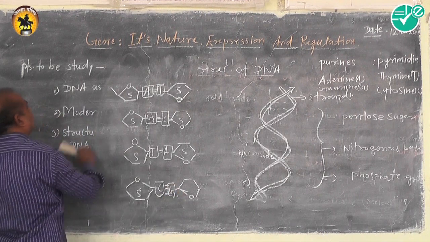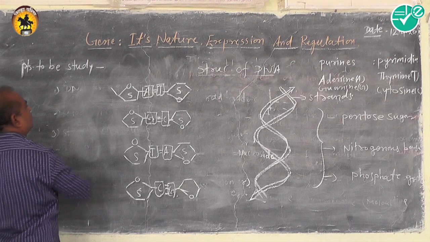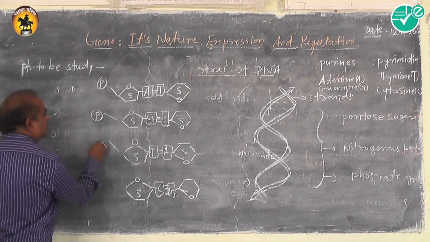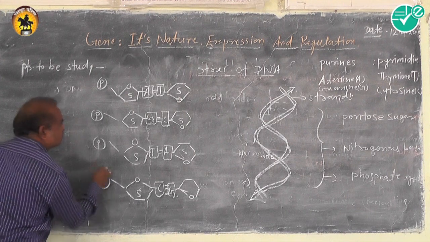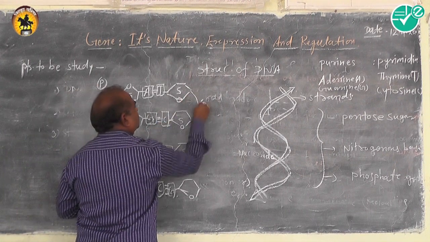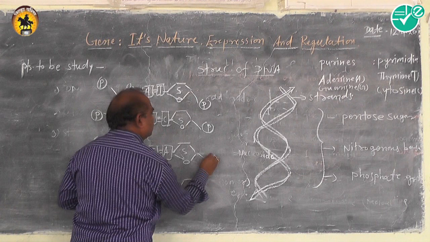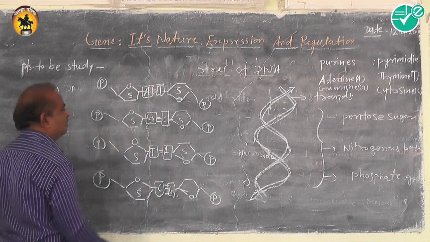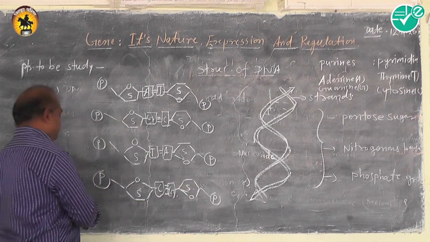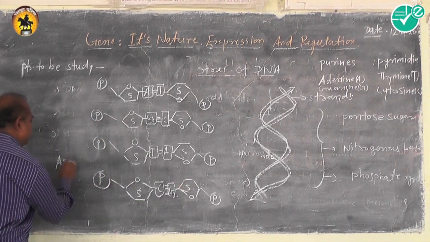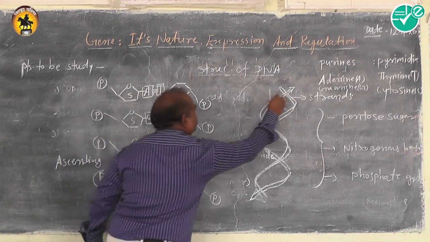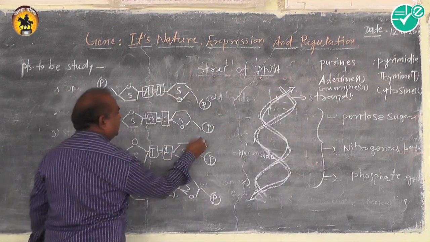To this 5th carbon, as we know, there is attachment of a phosphate group. Here also, a phosphate group is to be attached to the fifth carbon. This is the ascending strand, that is this one, and this is the descending strand.